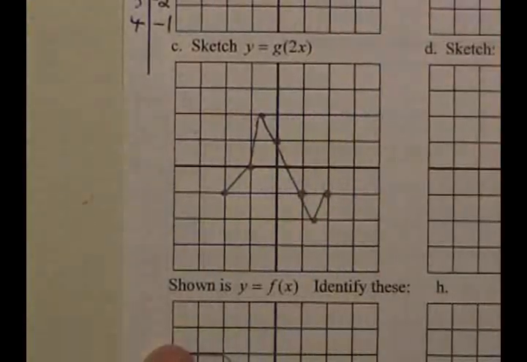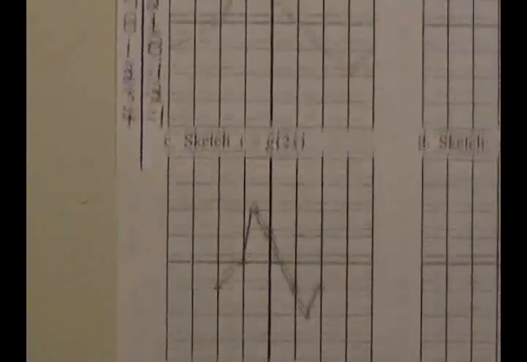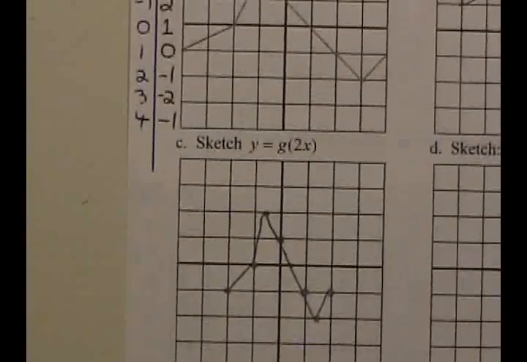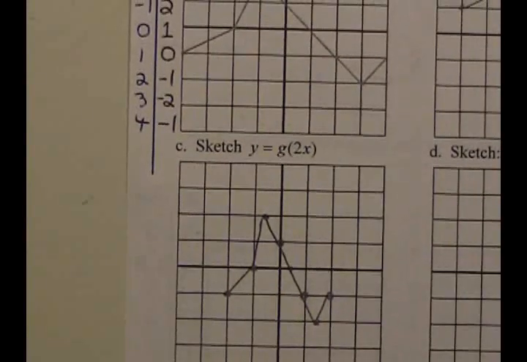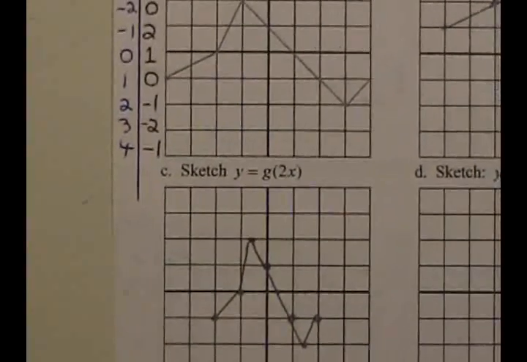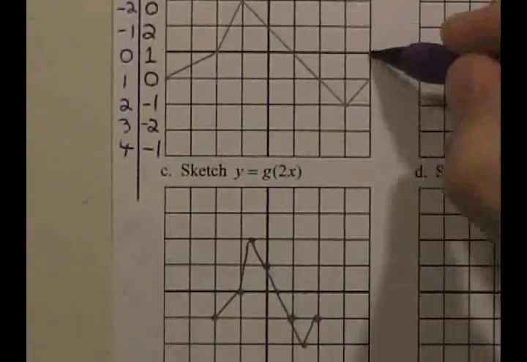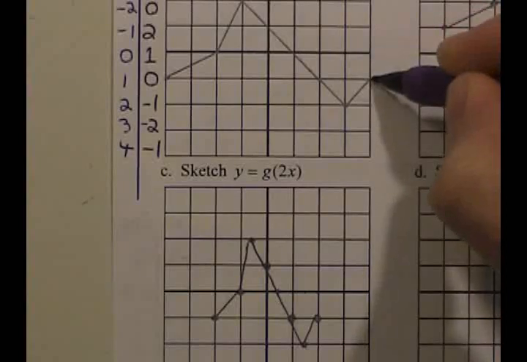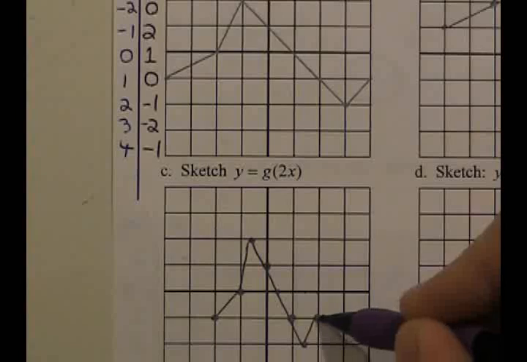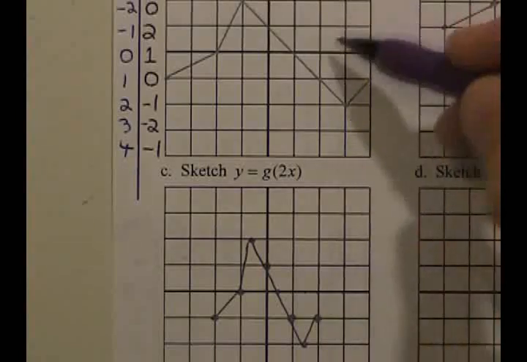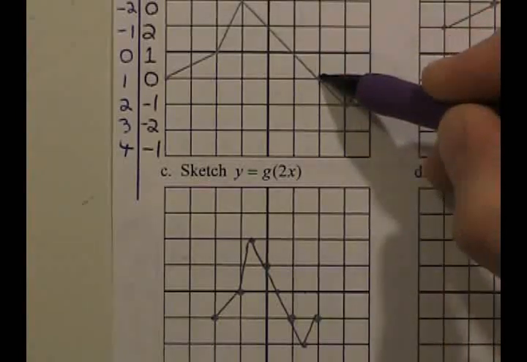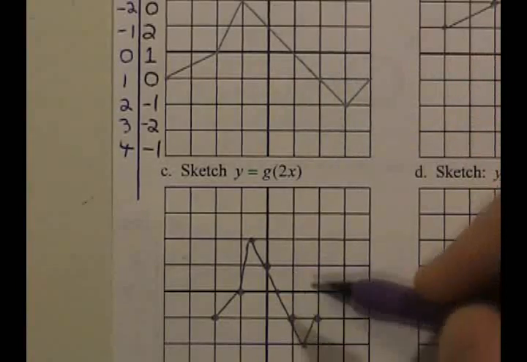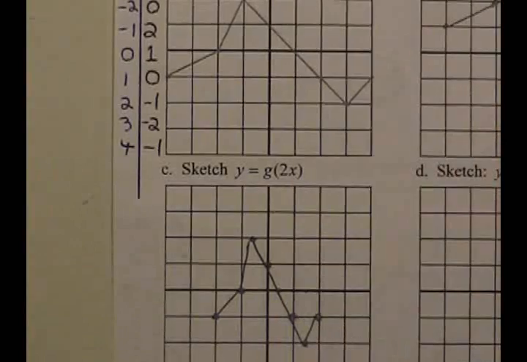Everything is crushed in by a factor of 2 because x has to be half of what it used to have to be to give you the same outputs. For example, in the upper graph here, 4 used to give us minus 1, but now 2 is going to give us minus 1 because we are doubling it first. And 2 used to give us minus 1, but now 1 is going to give us minus 1 because we are doubling it first. And that's the effect that it's going to have.